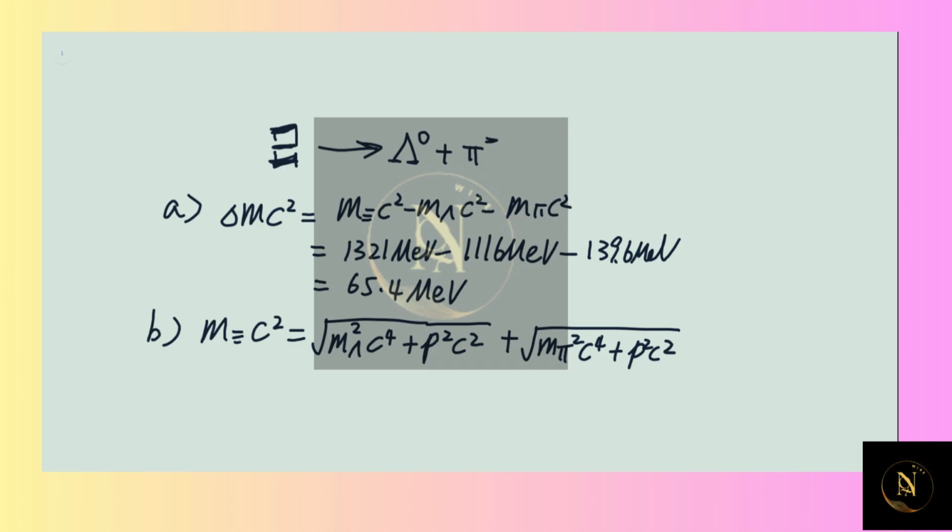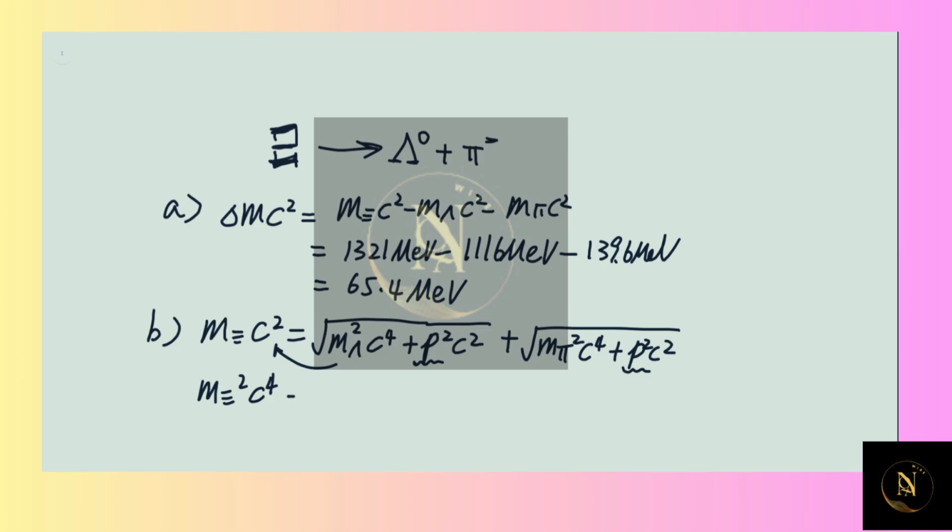And here I assume that they have momentum. Pi and lambda particle share the same p. This is because momentum is conserved, and momentum was 0 before the reaction, so momentum must be 0 after the reaction. So this is the equation we're going to have.